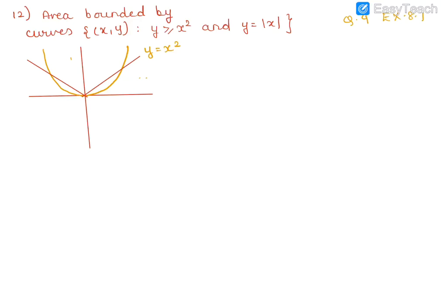Question number 12, miscellaneous 8, and it represents the area bounded by the curves given to you as y is greater than or equal to x square. So y is equal to x square is a curve looking like this, and y is equal to mod x is two lines which are passing through 0, 0. And this is same as the question number 9 in 8.1. So you can refer over there as well to see how we have plotted this.